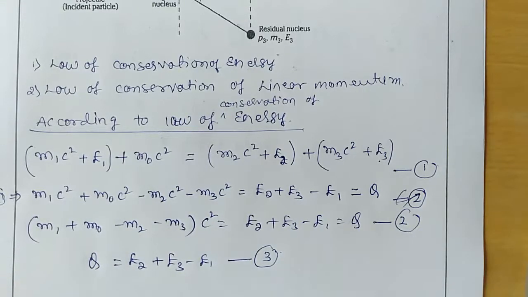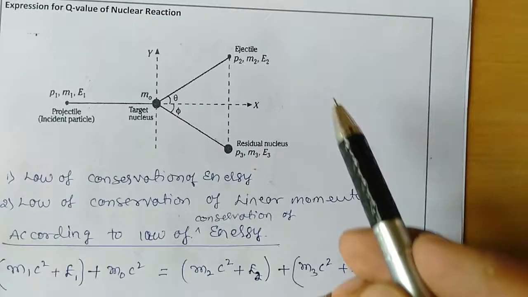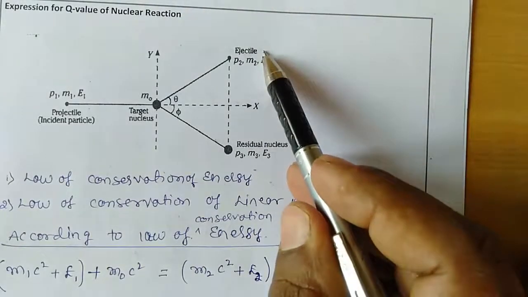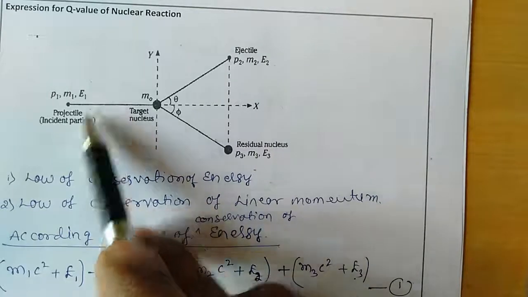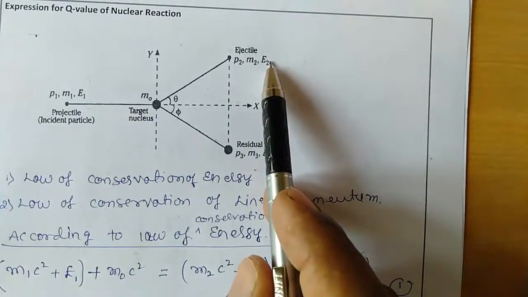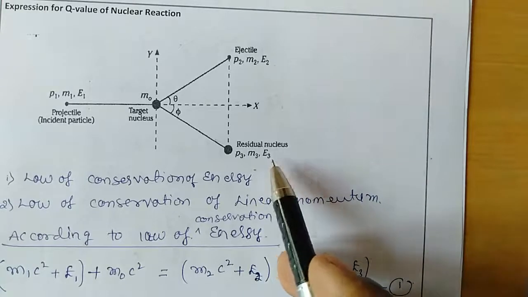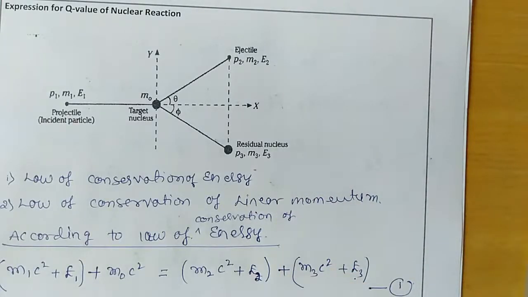Now we have to find out the value of E2, E1 and E3. Here E2 is nothing but the kinetic energy of the ejectile. In the diagram we can see that E2 is the kinetic energy of the ejectile and E1 is the kinetic energy of your projectile. These two can be found out very easily. But E3 is the kinetic energy of the residual nucleus, which will have less kinetic energy, so it is a little bit difficult to measure E3 directly. Therefore, with the help of the law of conservation of linear momentum, we have to calculate the value of E3.